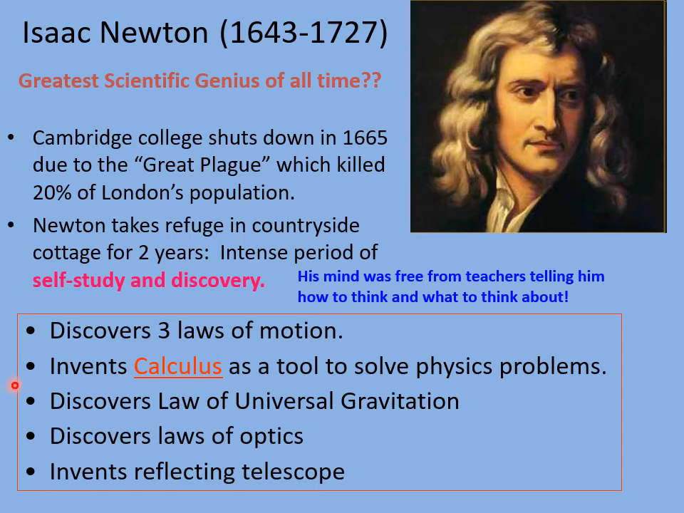Newton discovered the law of universal gravitation. This will be the subject for a future chapter in our course later on this semester. He discovered several different laws of optics, and he also invented a reflecting telescope that uses a curved mirror instead of a lens, and every professional astronomical observatory in use today uses a reflecting telescope originally designed by Newton.